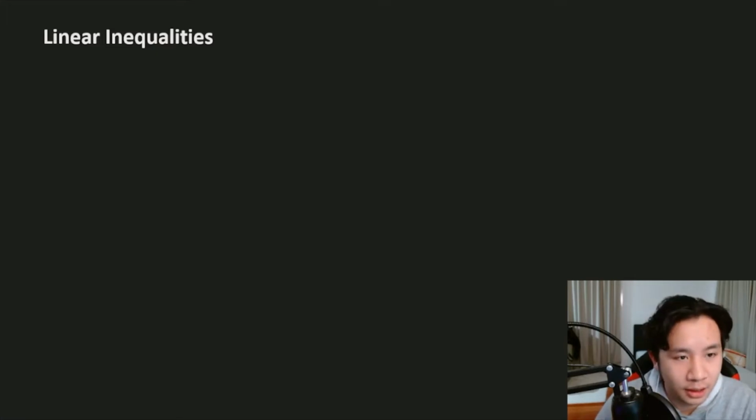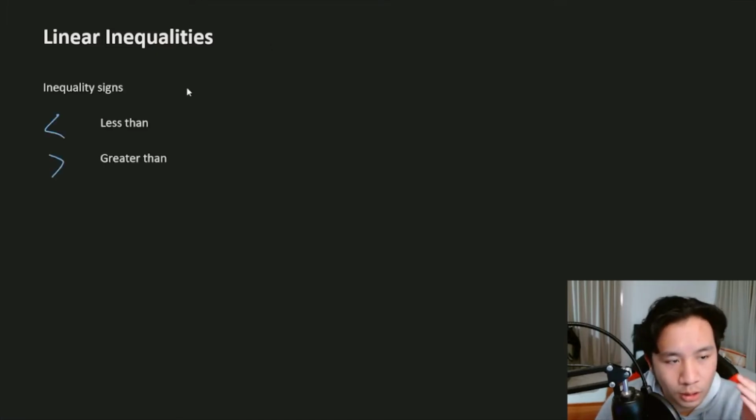Let's talk about linear inequalities. All right, so these are two inequality signs you should know by now from primary school. This one is less than, okay? And this one's greater than.